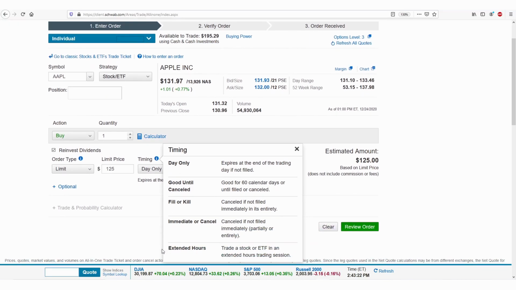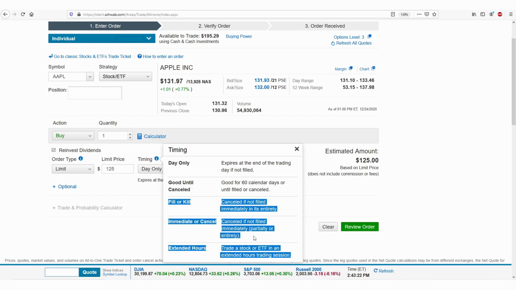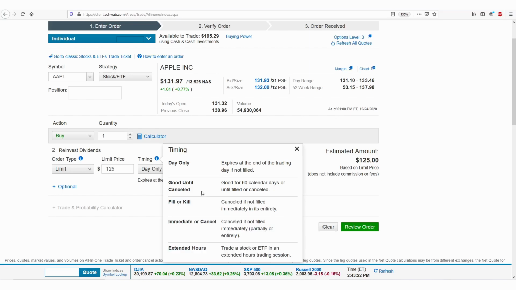And extended hours, it's trading a stock or ETF in extended hours trading session. So these last three, honestly, you don't really have to worry about too much. Those are a little bit more advanced trading. And if you're really just a long-term trader, day only is the best bet that you'll be using. And if you do really want to buy a stock within a certain period of time, then you could use the good until canceled for having that order be good for 60 calendar days.